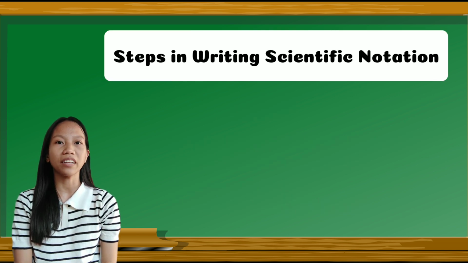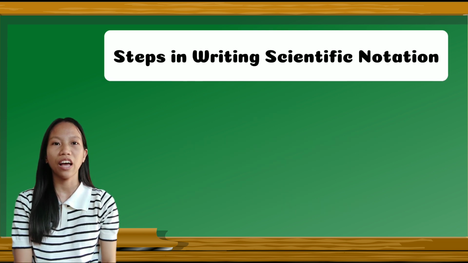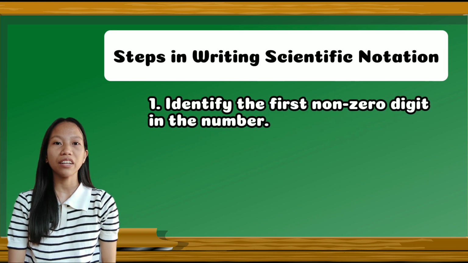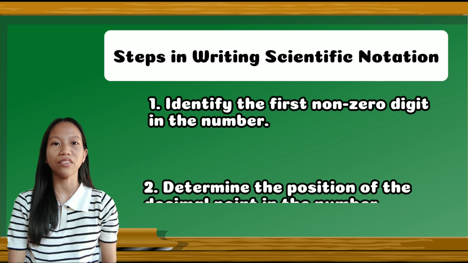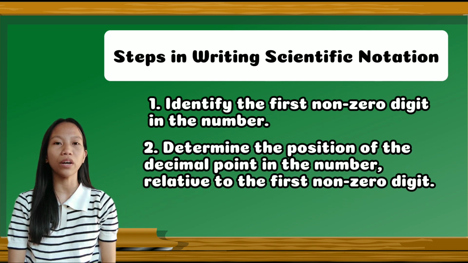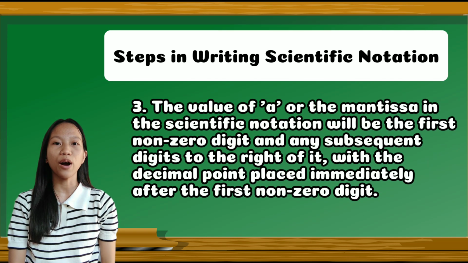There are steps to write a number in scientific notation. The first one is identify the first non-zero digit in the number. The second one is determine the position of the decimal point in the number relative to the first non-zero digit. The third is the value of a or the mantissa in the scientific notation will be the first non-zero digit and any subsequent digits to the right of it, with the decimal point placed immediately after the first non-zero digit.